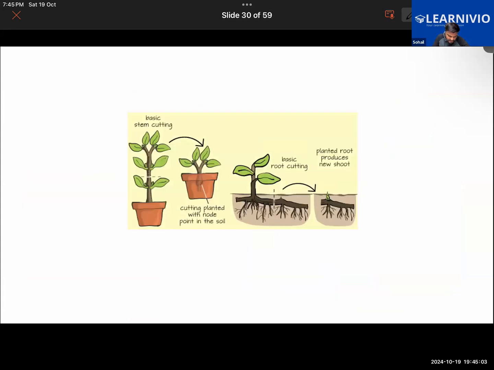So that's all about the cutting method. As you can see here, as this cut part of the stem has been put under the soil, roots will start to emerge from it.